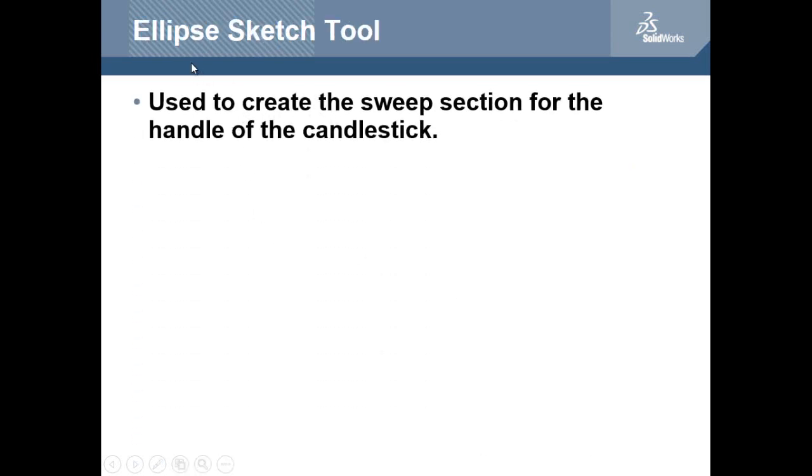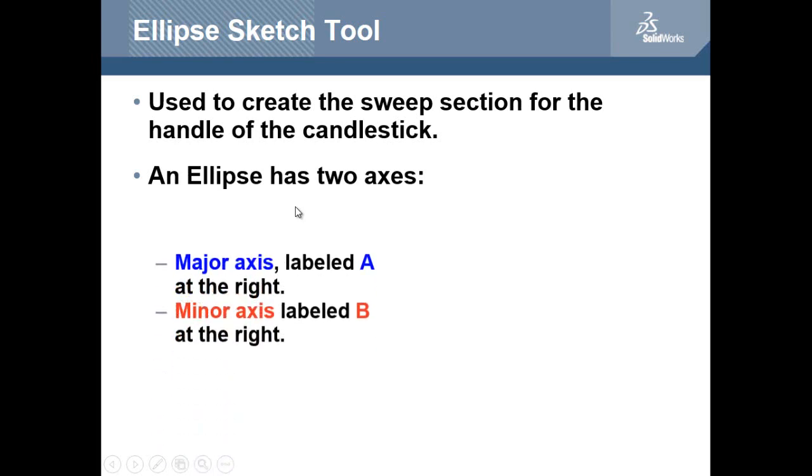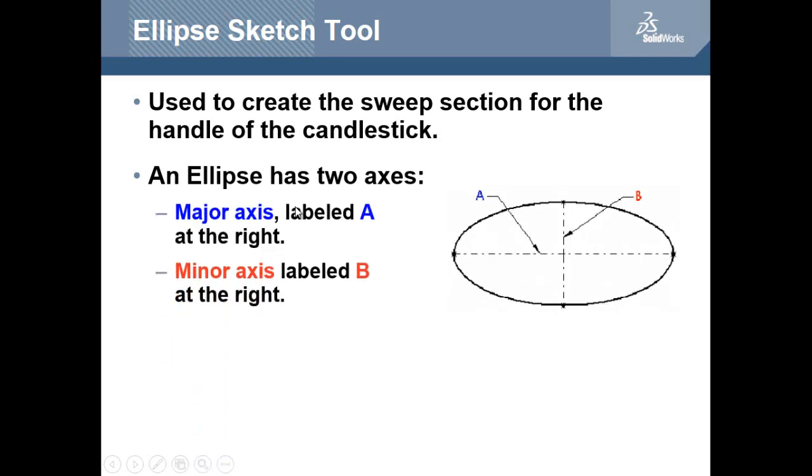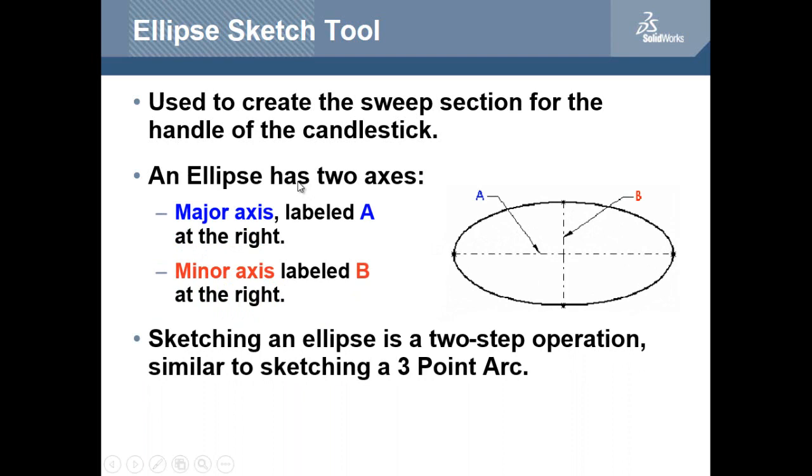The ellipse sketch tool is used to create a sweep section of the handle of a candlestick. An ellipse has two axes: the major axis labeled A at the right, and the minor axis labeled B. Sketching an ellipse is a two-step operation similar to sketching a three-point arc.